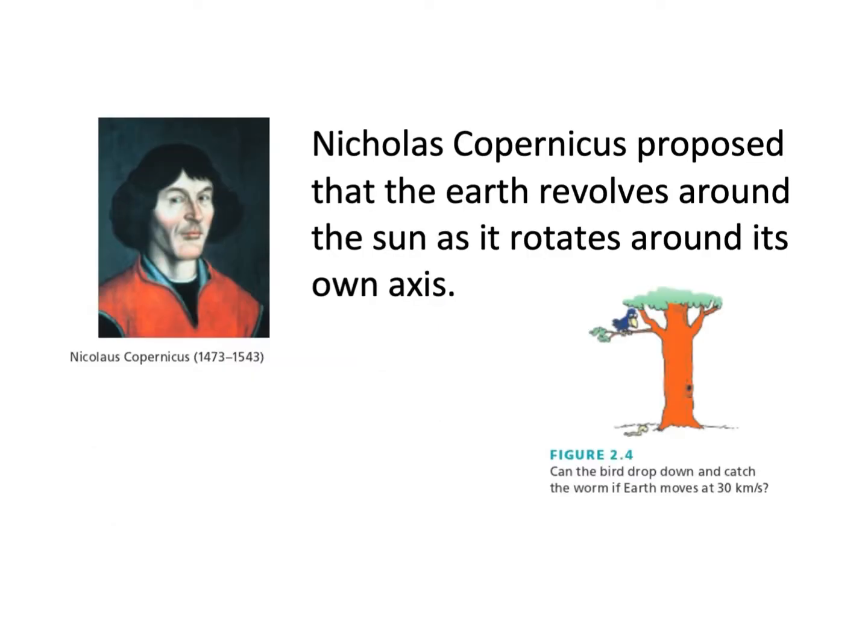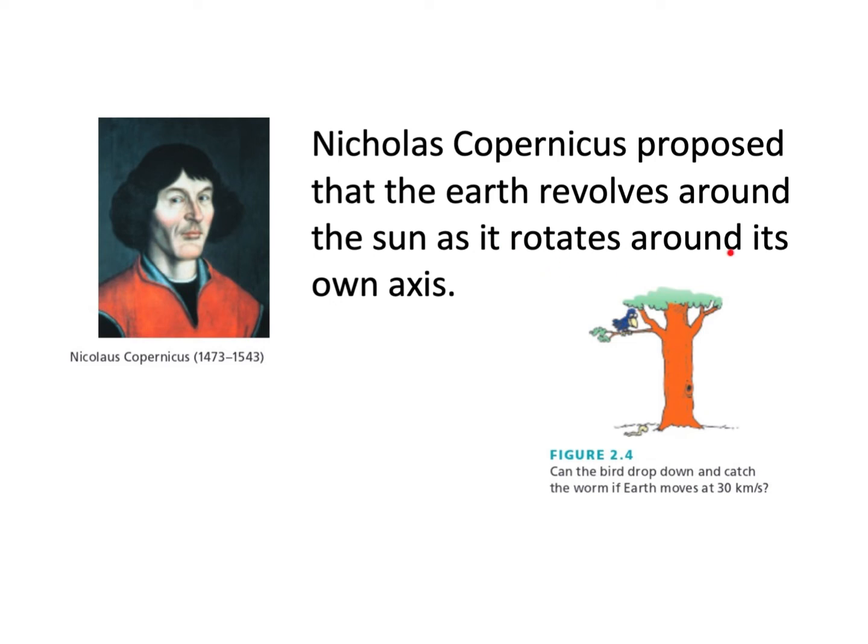In ancient times, they used to think that the Earth was fixed and the sun and all the planets rotated around the Earth. But later in the 1500s, a guy named Nicholas Copernicus proposed an alternate explanation to describe the motion of things in the sky. He proposed that the Earth goes around the sun and it rotates around its own axis.